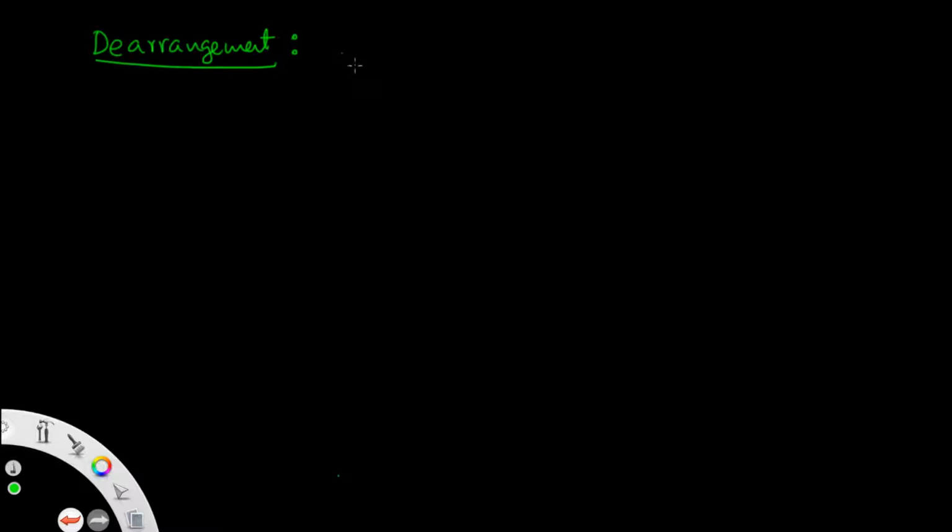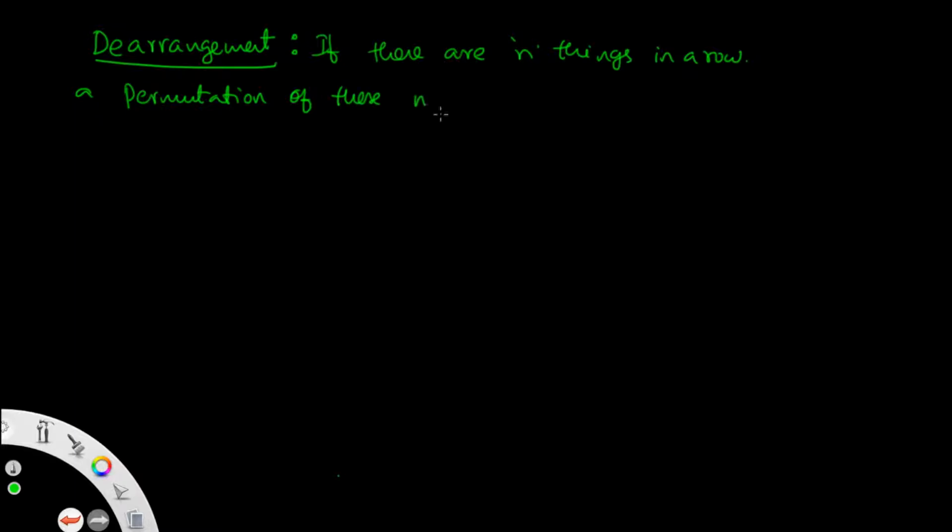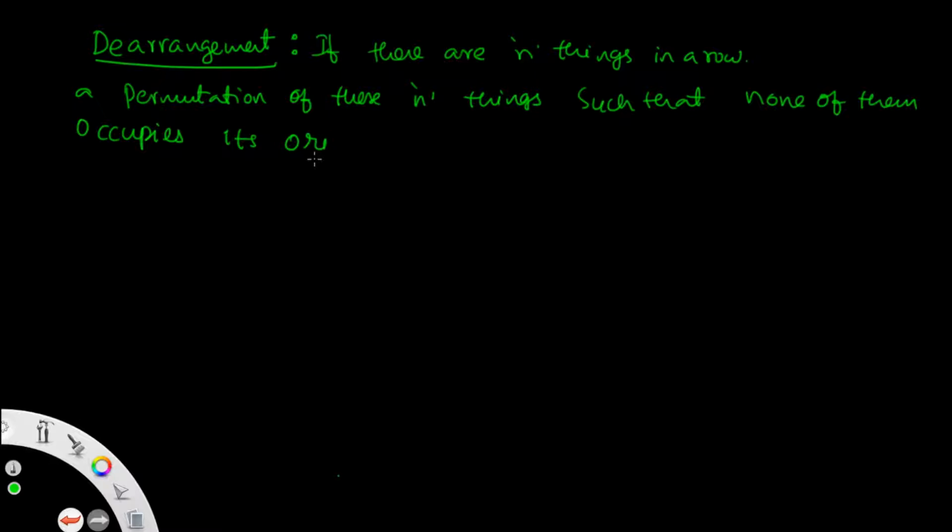So, if there are n things in a row, a permutation of these n things such that none of them occupies its original place is called a derangement of things.